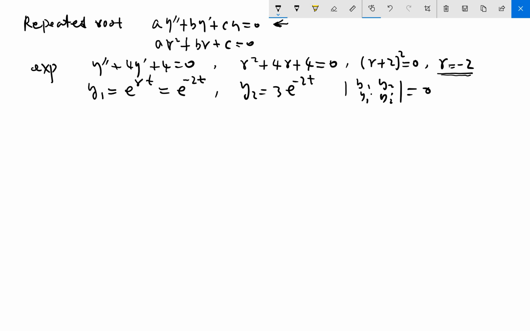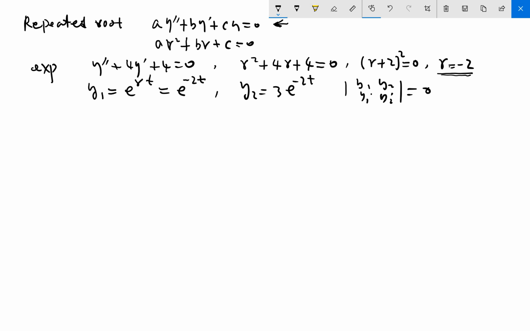What do we mean by a repeated zero? For this equation, the characteristic equation, which I call equation 2, is a quadratic equation. Let me write it: ar^2 + br + c = 0. By the quadratic formula, r = (-b ± sqrt(b^2 - 4ac)) / 2a.